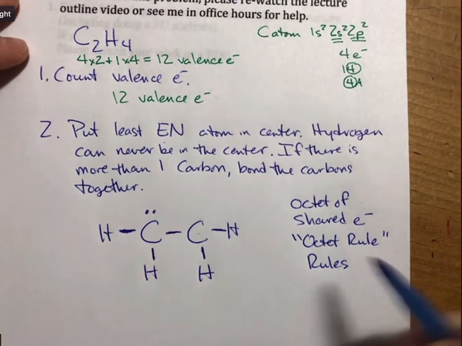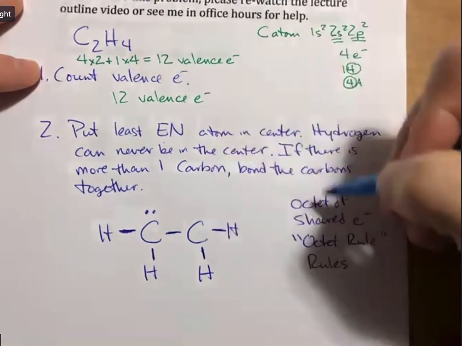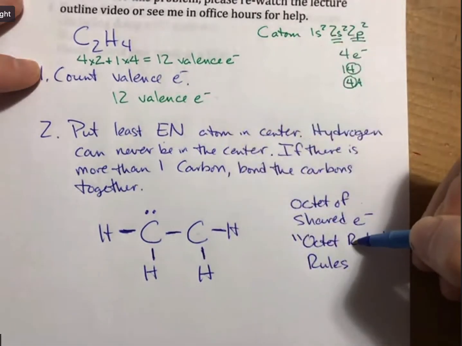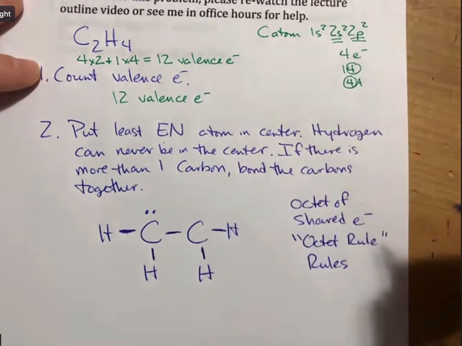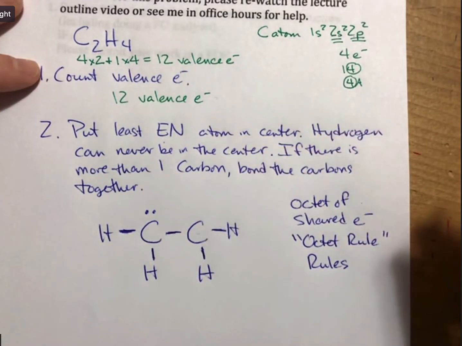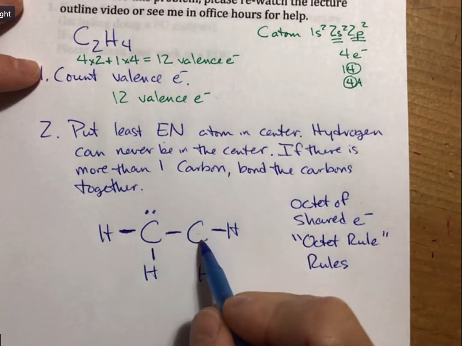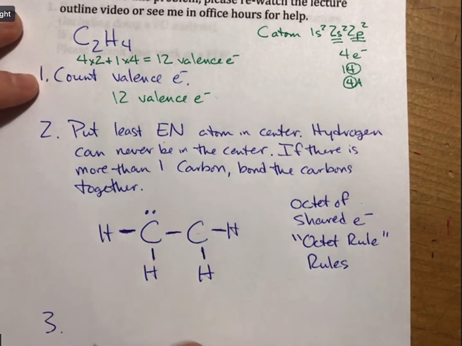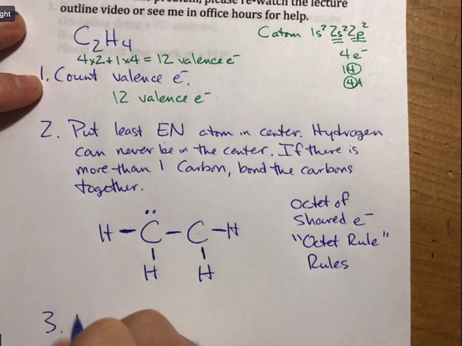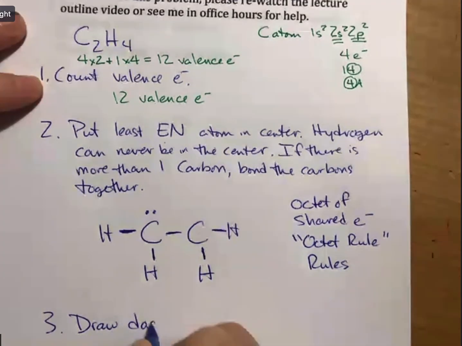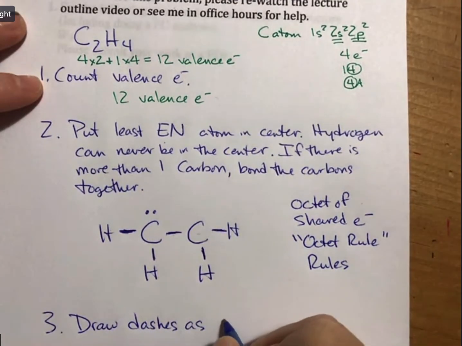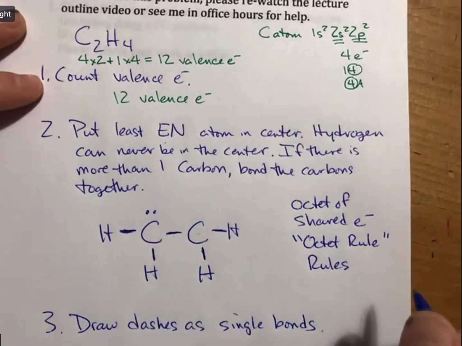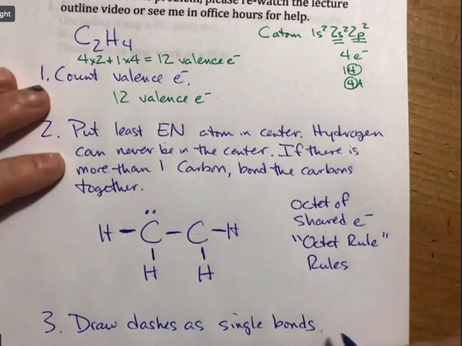But there's 2 things. We can only put 12 valence electrons in, and we want each carbon to have 8 valence electrons shared. So let's see, put the least electronegative atom in center. I guess technically I've already done step 3, which is draw dashes as single bonds. Each dash represents 2 shared electrons.